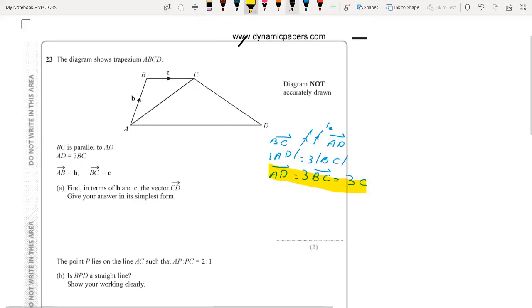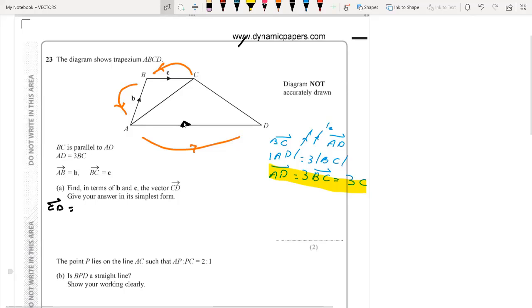To find CD vector. The question is find in terms of B and C the vector CD. So vector CD, we go from the point C to the point D. Let's say, for example, we go in this direction and then from B to A, and then from A to D. Also, we noted that AD is 3 times C. So we have AD vector 3C.